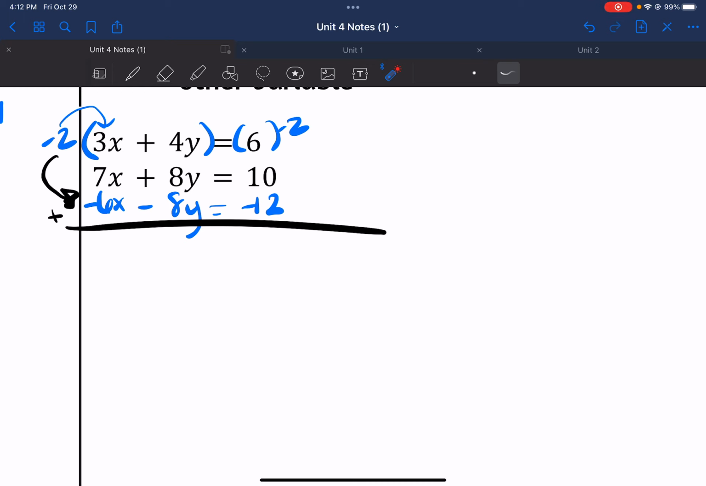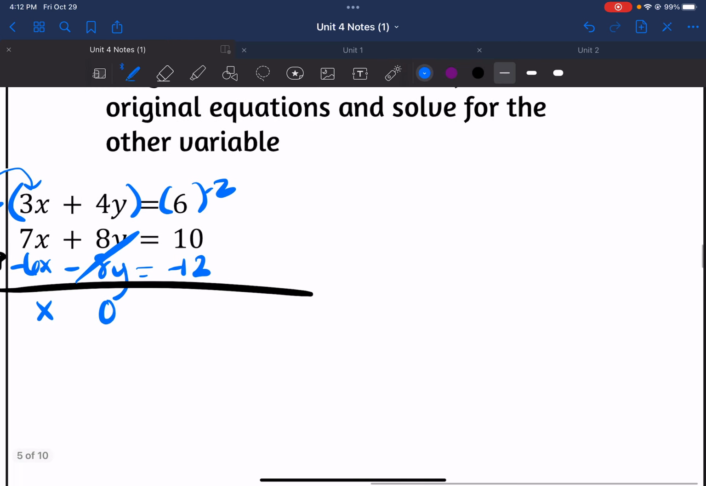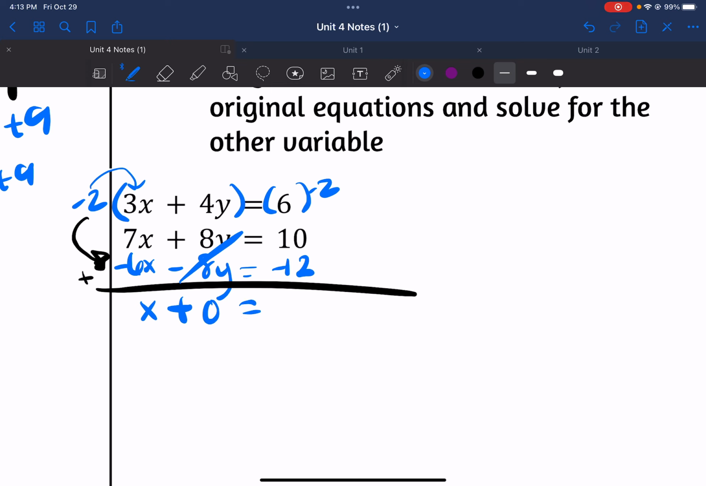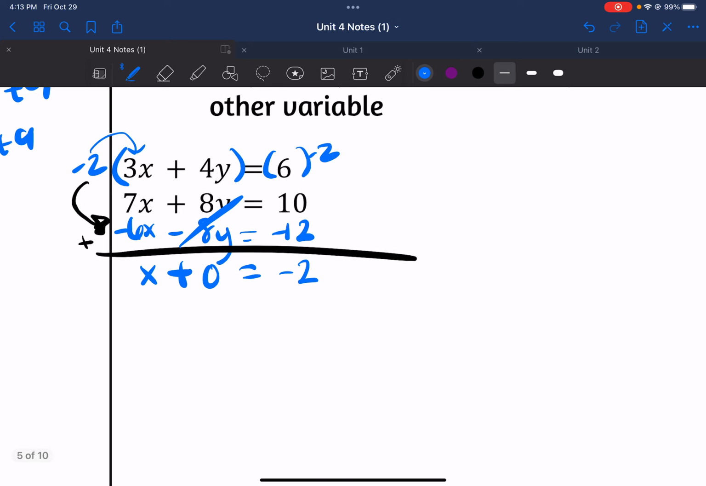So now that I have a positive 8y and a negative 8y, when I add them straight down, this is just going to be 0. It just goes away. Cancel. I actually don't even have to write it. But let's add this right here. What is 7x plus a negative 6x? So we're just going to add them. That's just going to become positive x, right? So we have x plus 0 equals, what is 10 plus a negative 12? That's a negative 2. So if I was to rewrite this, we actually didn't have to write this right here. This is just x equals negative 2.